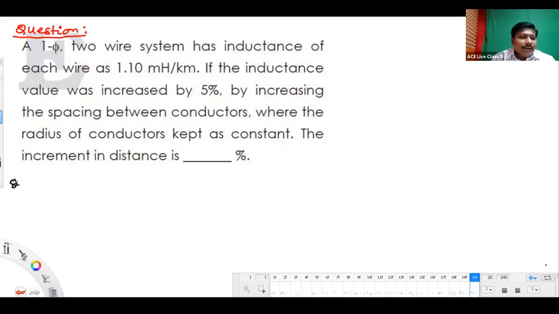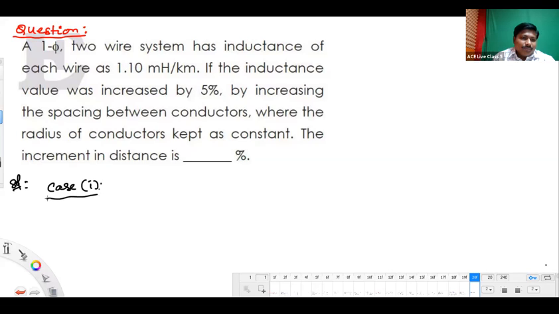See, it is saying that the inductance of each wire is 1.1 millihenry per kilometer. Inductance value was increased by 5%. So I'll take this in two cases. Case 1, without increment in the inductance. Case 2, after increasing the inductance.